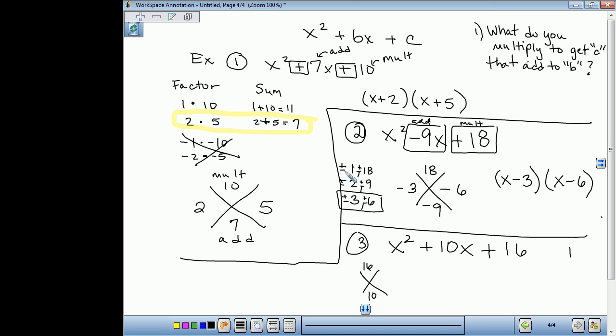Now, these are positive and negative, but 1 and 16, 8 and 2, and 4 and 4. Okay, and the one that works for us is 2 and 8, because 2 times 8 is 16, and 2 plus 8 is 10. So this factors to x plus 2 times x plus 8.